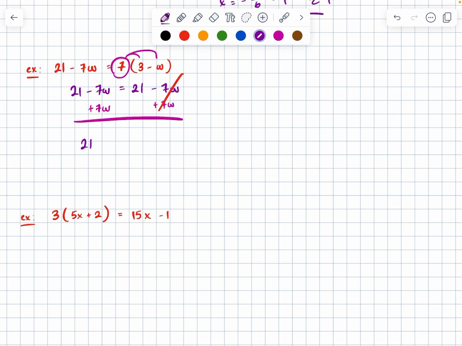Well, but negative 7w plus 7w? Negative 7 plus 7, well, isn't that 0? So I get 21 equals 21? Well, that doesn't totally make sense. Maybe if I subtract 21 from both sides, then something will help me out here. Well, 21 minus 21, that's 0. And on the right I also have 21 minus 21, that's also 0. So 0 equals 0?